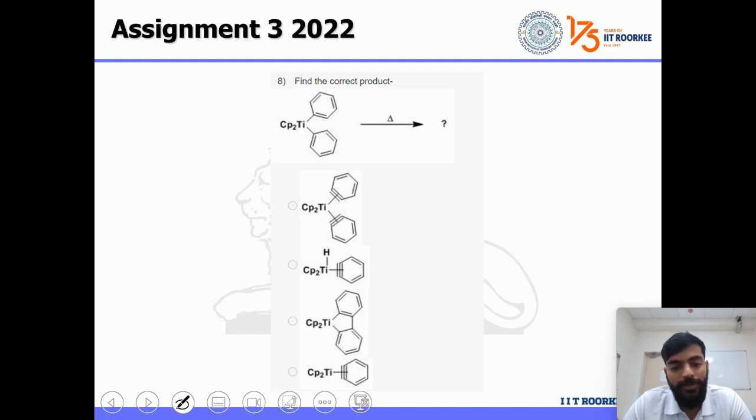Find the correct product for this reaction. Only heating. What can be the product for this reaction? Do we have an answer? Do we have the answer? Okay. No, it is not the correct answer.